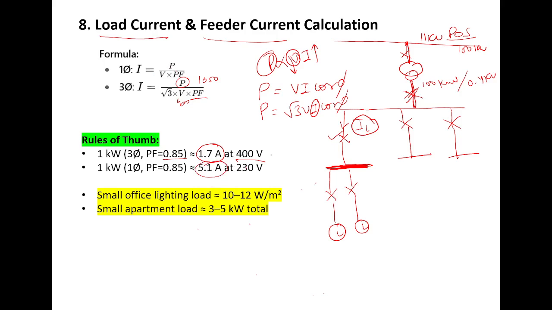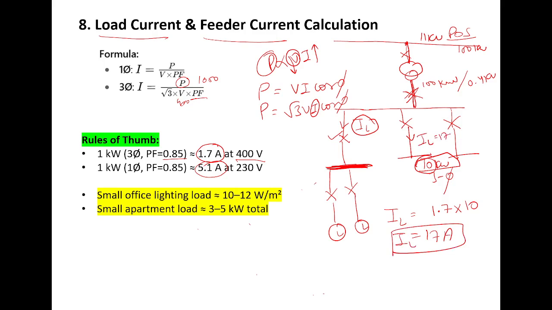Now let's take an example. Let's suppose this is my panel. I have 10 kilowatt of three phase load. Now what will be the load current, or feeder current, in this feeder? As this is three phase, it will be close to 1.7 into how much load? It is 10 kilowatt. Just multiply by 10, so you will get 17 amperes approximate value. This is the shortcut. This is the load current value, 17 amperes.